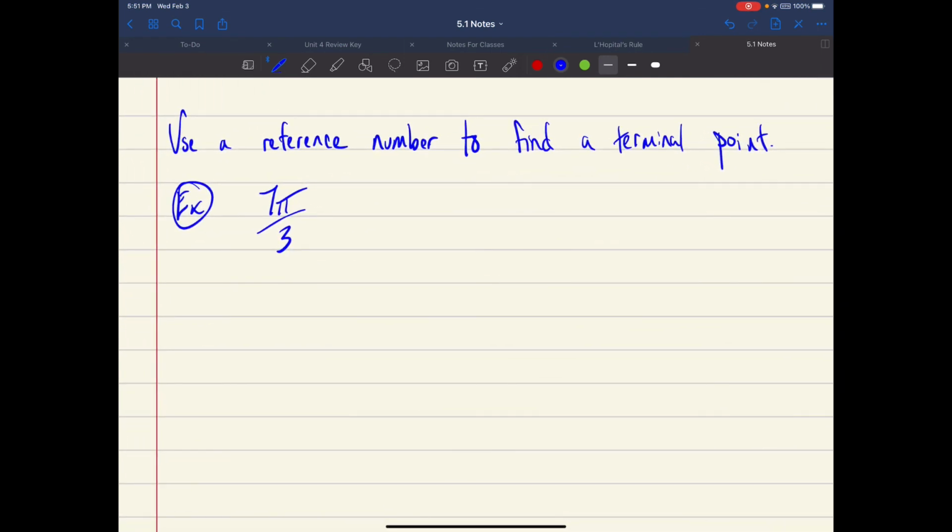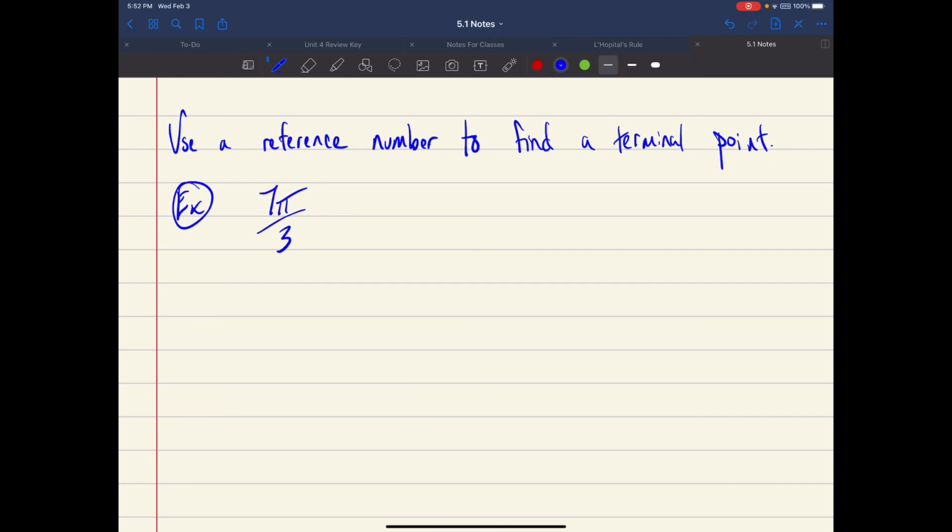Okay, so here we have this connection between reference numbers and terminal points. So we're going to use a reference number to find a terminal point. As soon as you see a denominator, so in this case I see a 3 in the denominator, 7/3 pi, I know that it's going to have some form of the numbers 1/2 and root 3 over 2, or root 3 over 2 and 1/2, something like that.